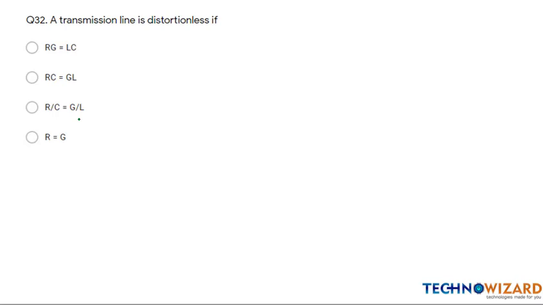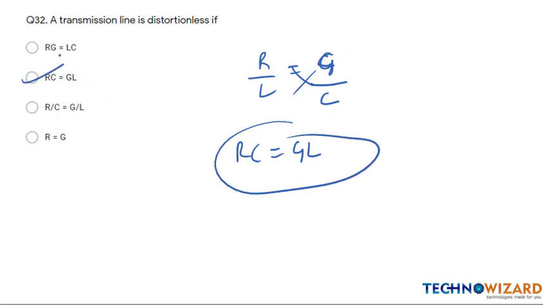Next question, question number 32. A transmission line is distortionless if and only if R upon L, that is the resistance upon inductance, is equal to G upon C. Here G is the conductance and C is the capacitance. Now cross multiplying this, we will get RC is equal to LG. Therefore option B is the correct answer here.